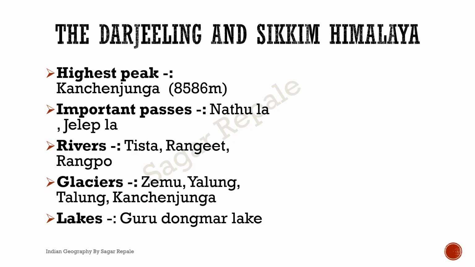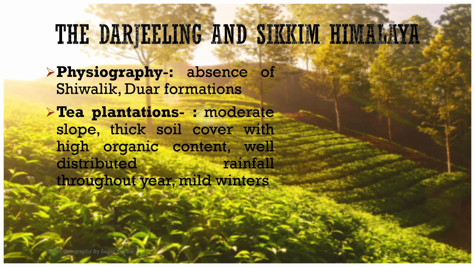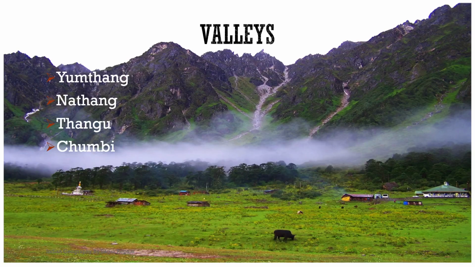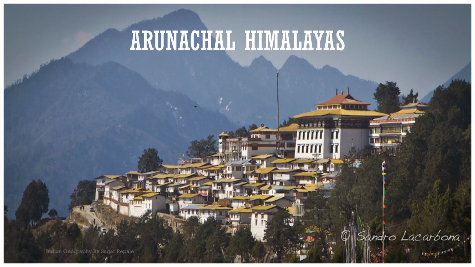Then we saw the important features: highest peak, important passes, rivers, glaciers, lakes. We talked in detail about Kanchenjunga from an exam perspective. Then we saw some of the reasons why Darjeeling and Sikkim Himalaya is famous for tea plantation. Then we saw some valleys, some tribes, and then we stopped by looking at the red panda. Now let us move further, towards the east.